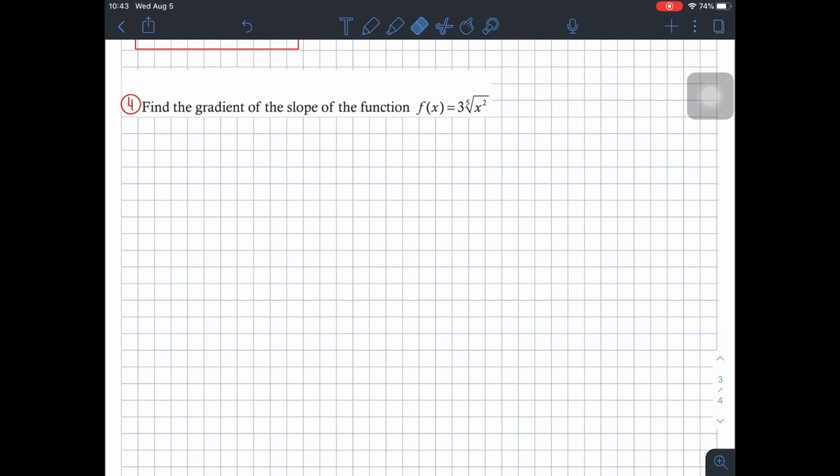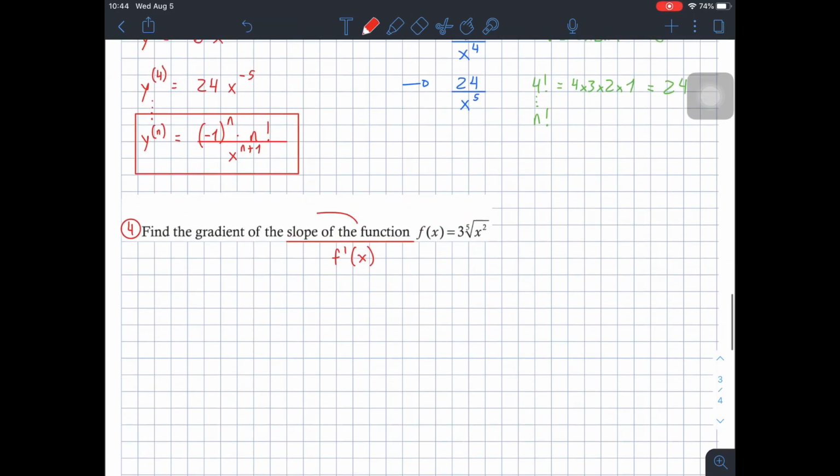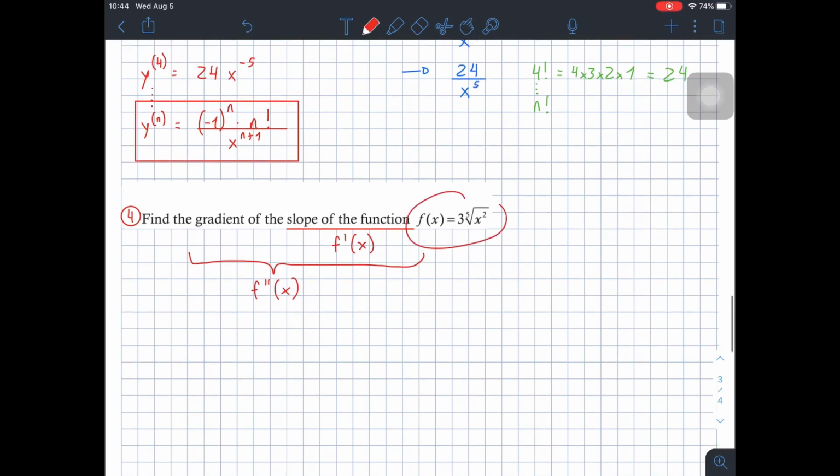Why is that? Because we know that the slope of the function is referring to, let me underline this, the first derivative, right? But if we want to find the gradient of that slope, remember what I told you at the beginning, it's actually right here. It says the derivative is the first derivative, and then it says we are sometimes interested in the gradient of the first derivative, and this is known as the second derivative. So that's exactly what we are being told here. The slope of the function is the first derivative, and the gradient of that slope is the second derivative. So if I underline all this, we will now know that this is referring to the second derivative of the function. So basically what I need to do is find the second derivative of f of x.